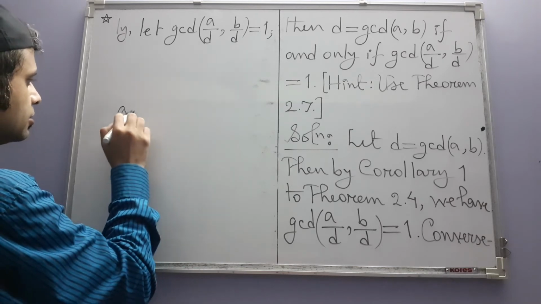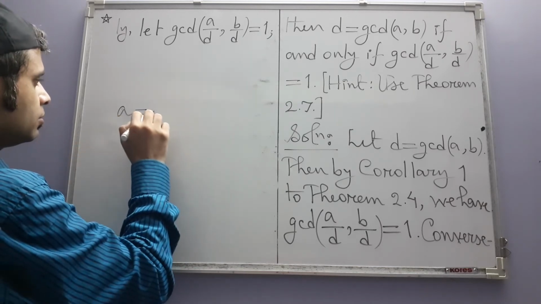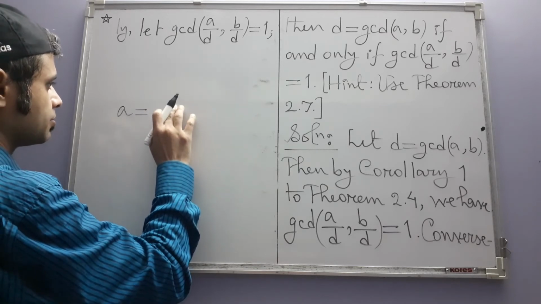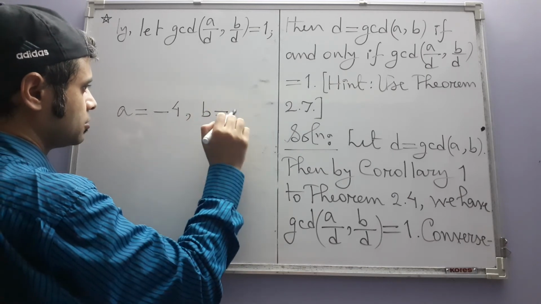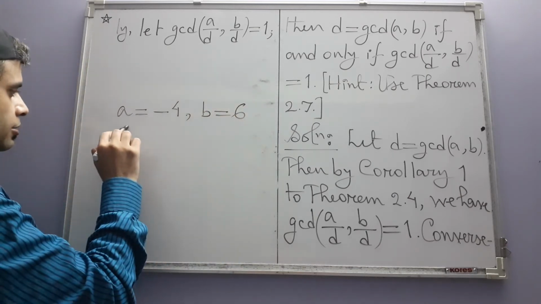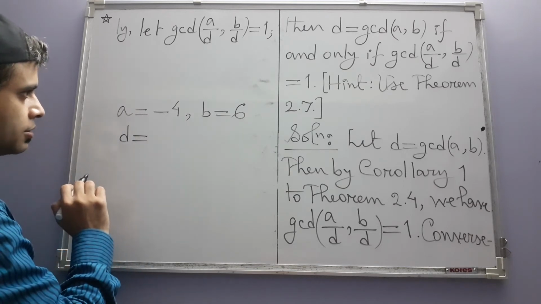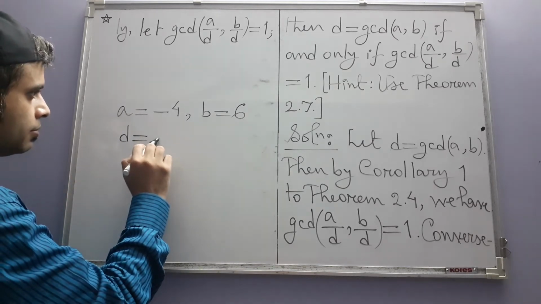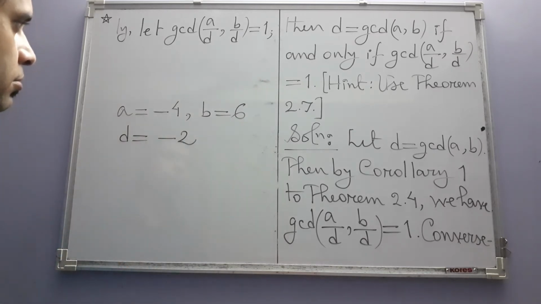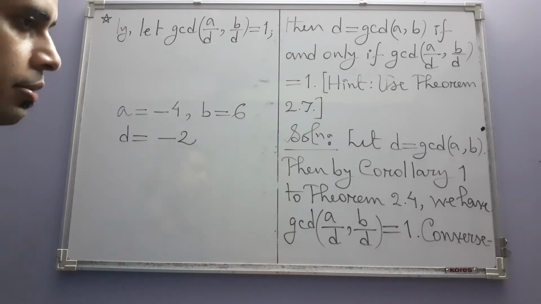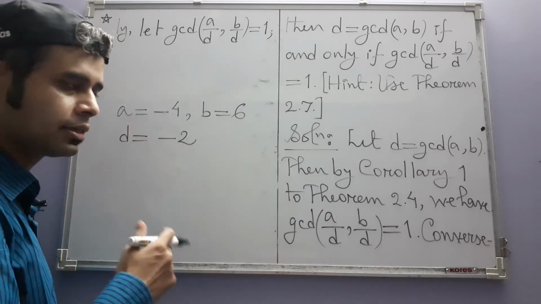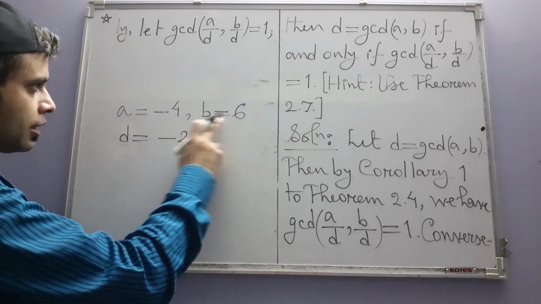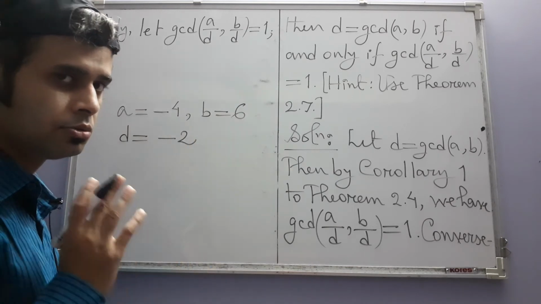Suppose our A is -4, B is 6, and say D is -2. Then A and B are integers, not both of which are 0. So that means their GCD exists and it makes sense. And that GCD you can clearly see is actually equal to 2.